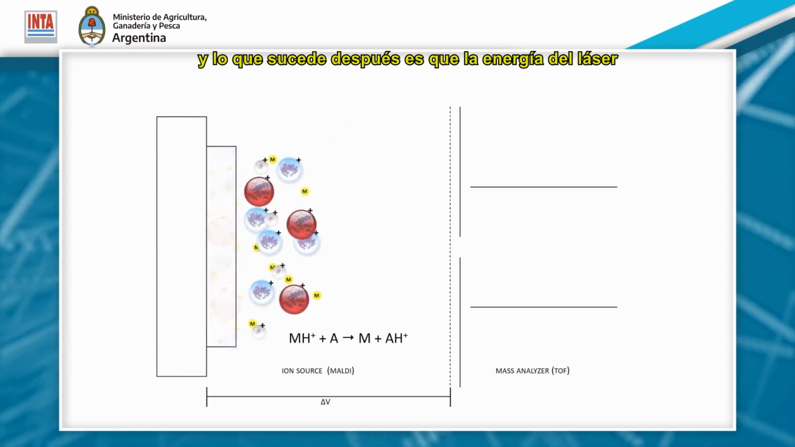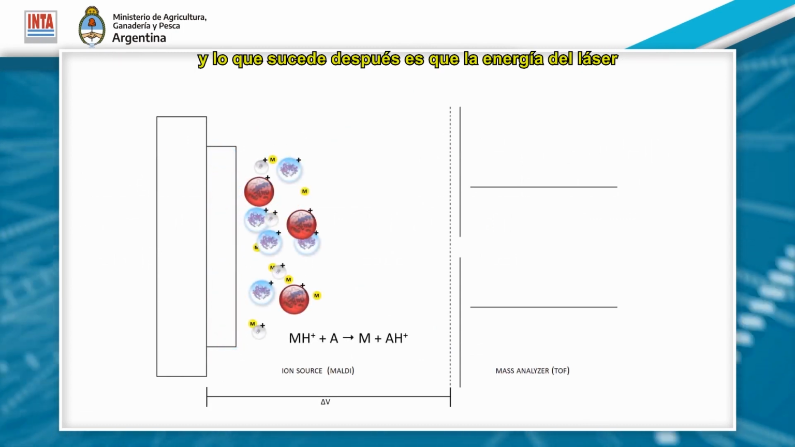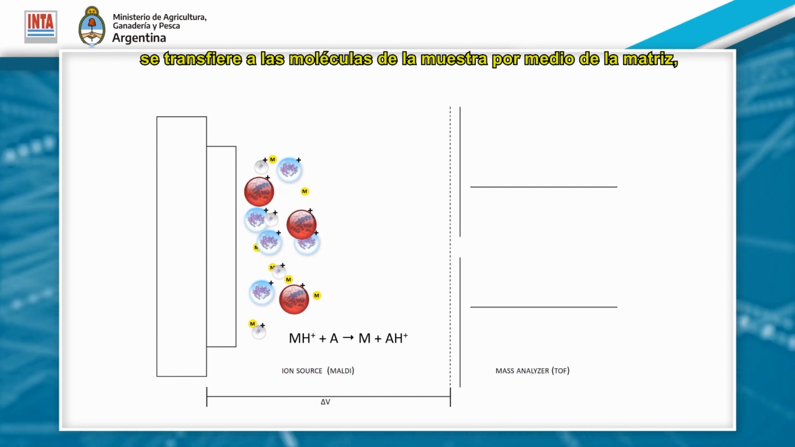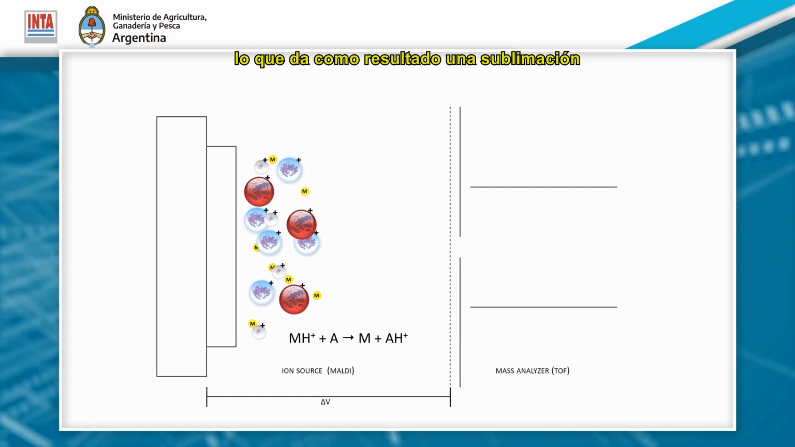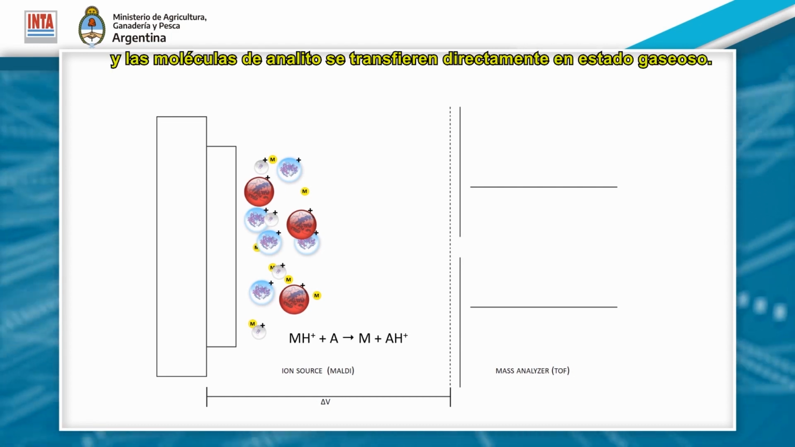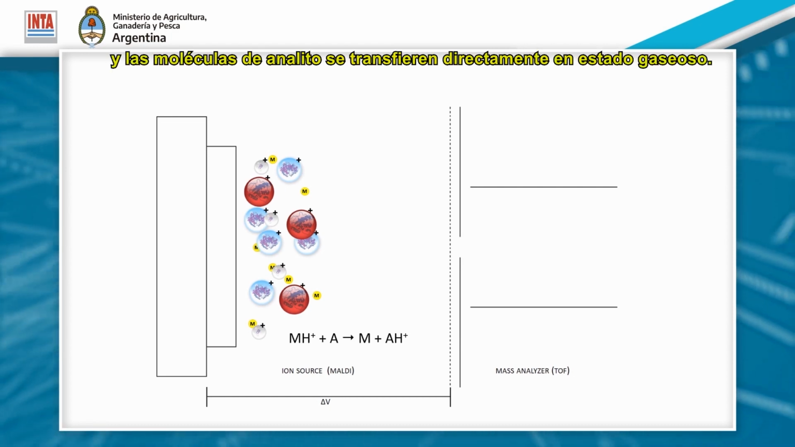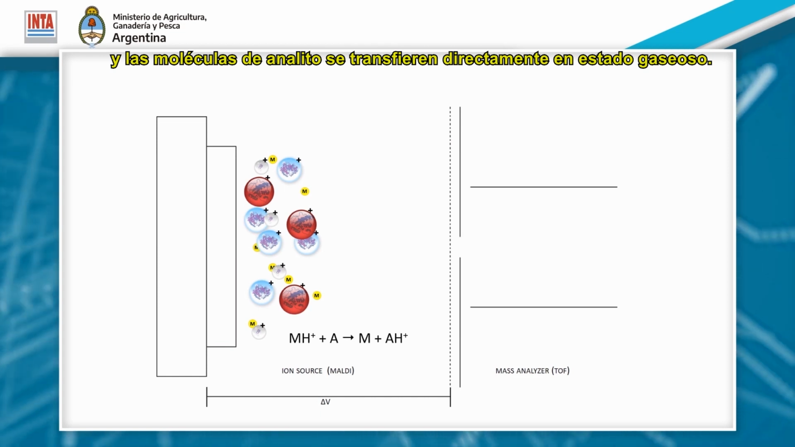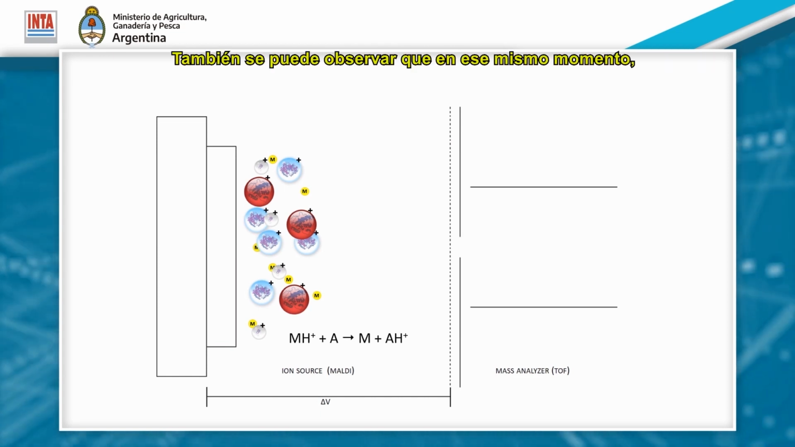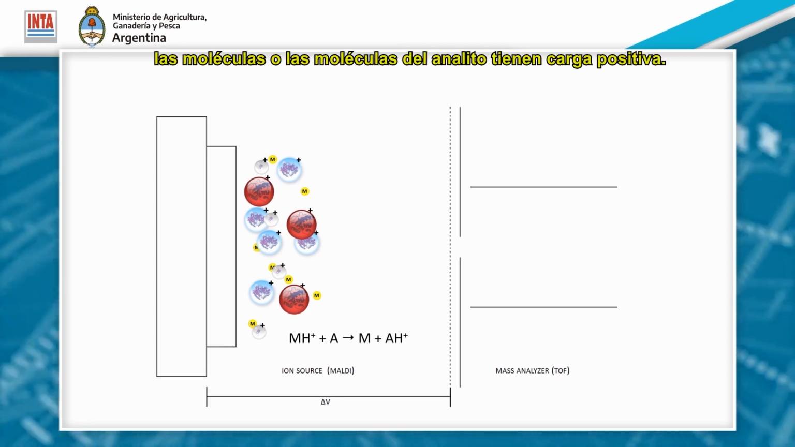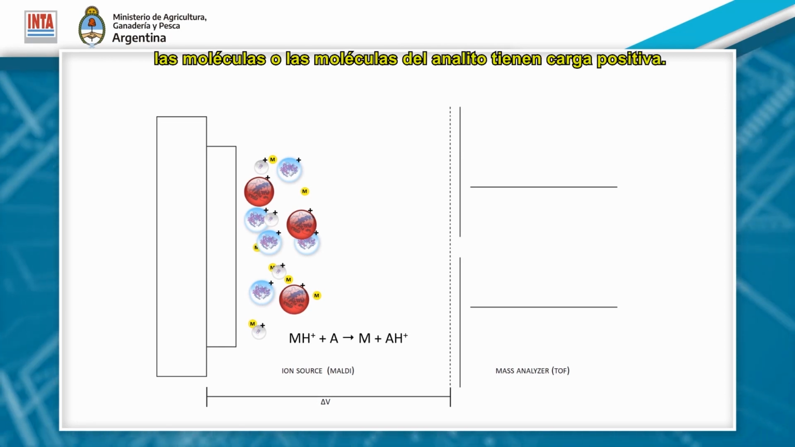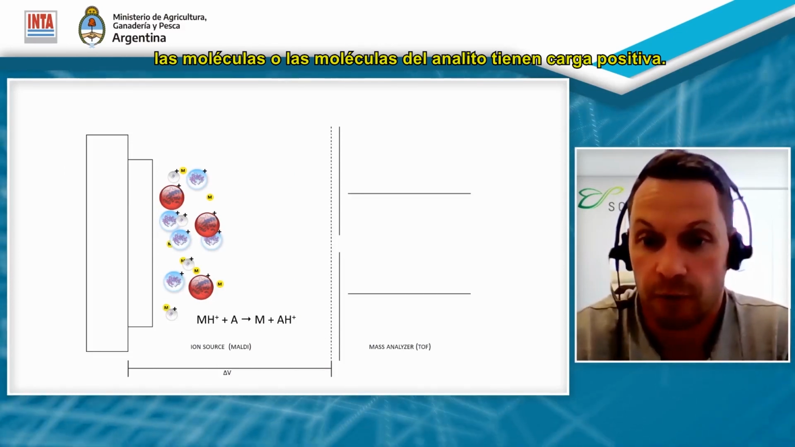And what happens is that the energy from the laser is transferred to the sample molecules via the matrix, and we get a sublimation. All analyte molecules are transferred directly into the gas phase. You can also see that during the same moment, the analyte molecules are positively charged now.